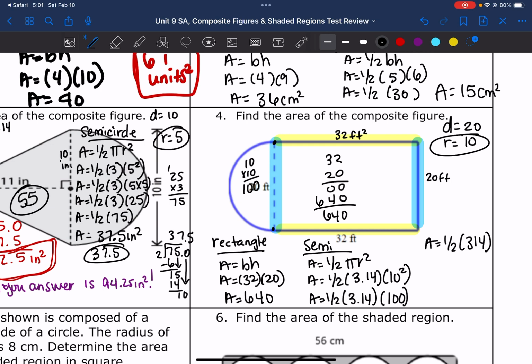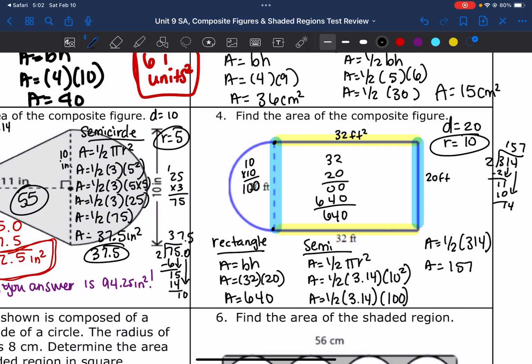And then what I'm going to do is I'm going to divide by 2. Okay, so 2 can go into 3 one time. We subtract. 2 can go into 11 5 times. That'll be 10. Subtract. And then 2 can go into 14 7 times. So that means we get an answer of 157 for the semicircle.